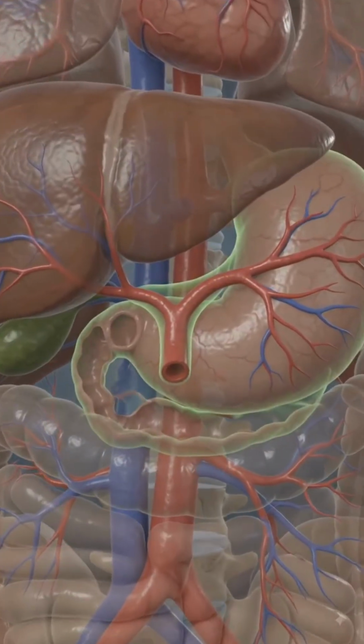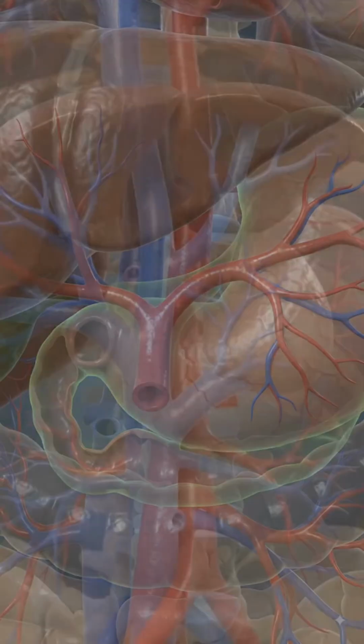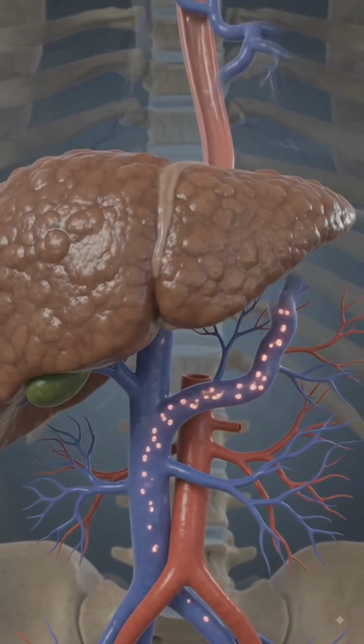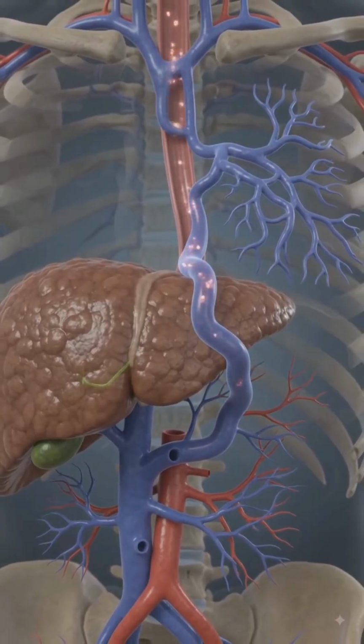The proper hepatic artery branches from the celiac trunk. 3 hepatic veins drain into the IVC. Portal hypertension diverts flow through the coronary veins.